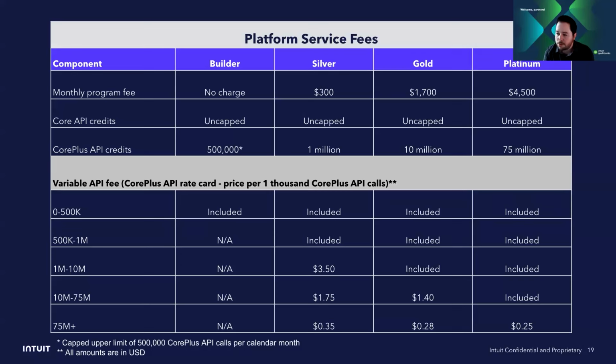Let's talk about the monthly program fee to start. This fee differs per partner tier and unlocks the benefits of that tier, Core Plus API credits, and an API rate card for calls in excess of the included credits. Now, the Builder tier, being a fully uncharged tier, is excluded from the flat program fee. There's no worry of having to enter a payment method or any fee structure for that tier, but all the other ones will have at least a monthly program fee.